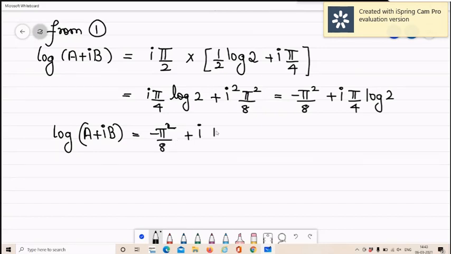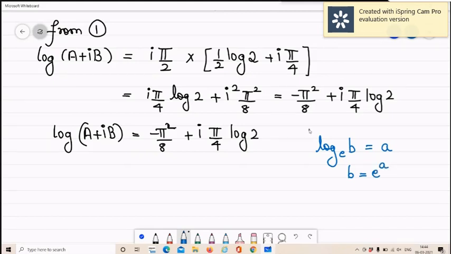Ma'am, log of x is equal to... here a plus ib is equal to e raised to the power, which we will write on the right-hand side. Meaning log b to the base e equals a, so b becomes what? E raised to a. This is what I was expecting. This is how you eliminate log. What we call anti log, actually it is like taking the exponential. That is also one of the methods. Okay, so we are going to do that.